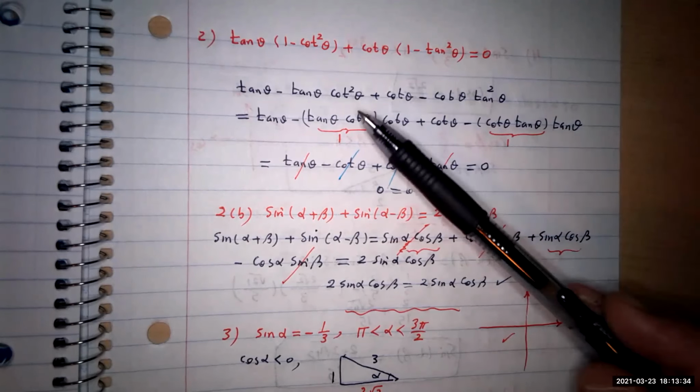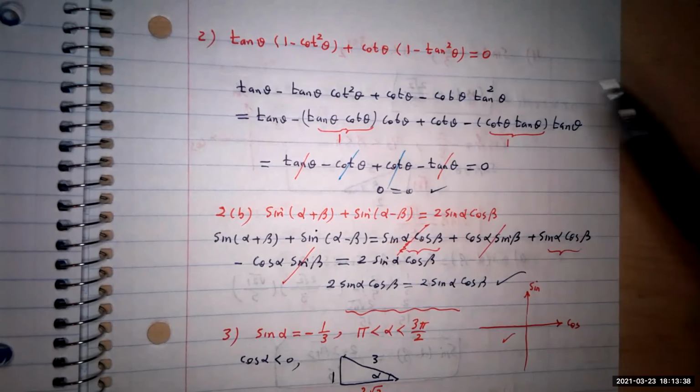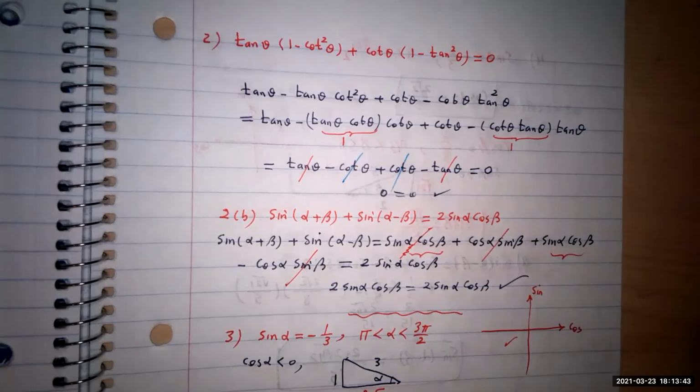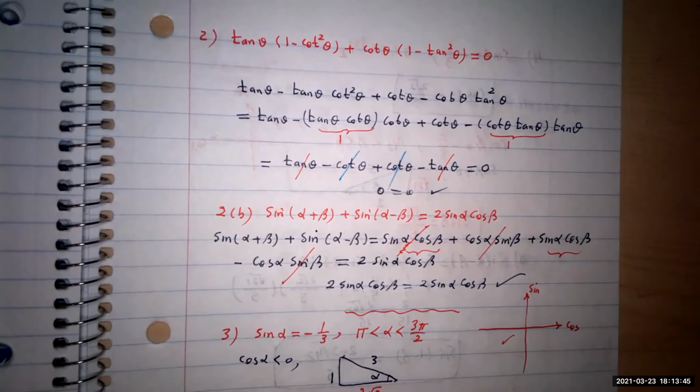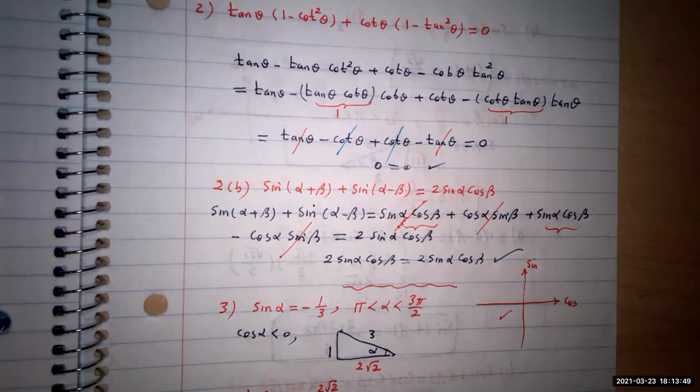Most of you substitute tangent as sine over cosine. That's correct, and eventually you get the same answer. So that's the idea. It's going to be just playing with those fundamental identities, nothing else.